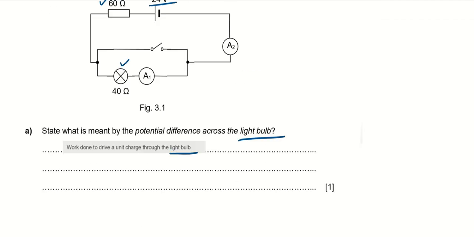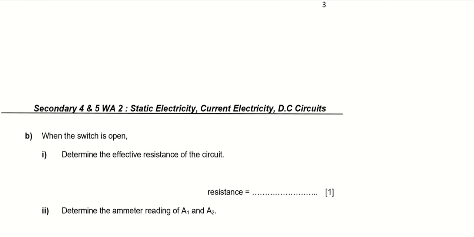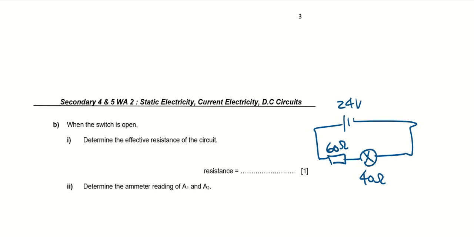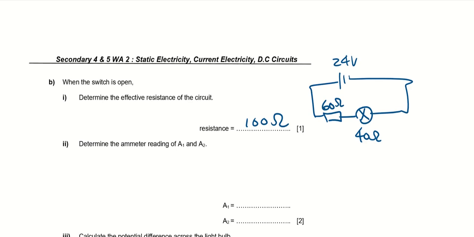So it's best to redraw the circuit. I'm going to redraw it here very quickly. 24 volts, right? So I have 60 ohm. And because the switch is open, I can just ignore it. I can directly connect it to the 40 ohm. And then this is my circuit. Okay, so the effective resistance is actually 100 ohm. And when this switch is open, I'm going to still continue using this circuit.